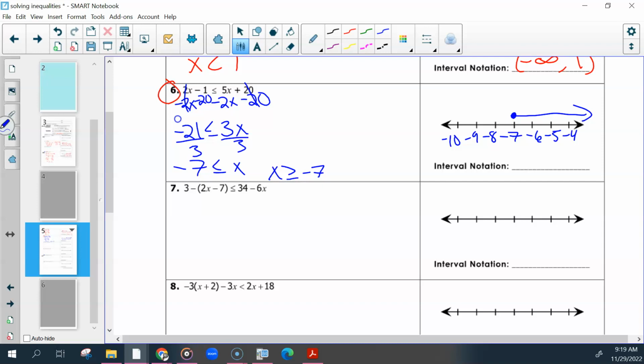Interval notation, where does this start? Would this be a parenthesis or a bracket? Bracket. And then where does it end? Positive infinity. And that is always a parenthesis. Okay. Any others we want to see, go over, have questions about?